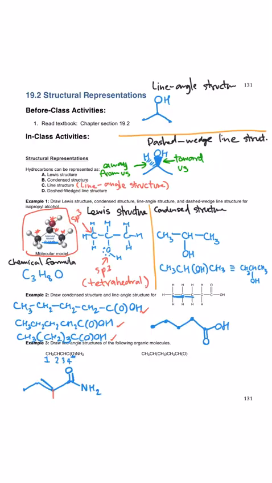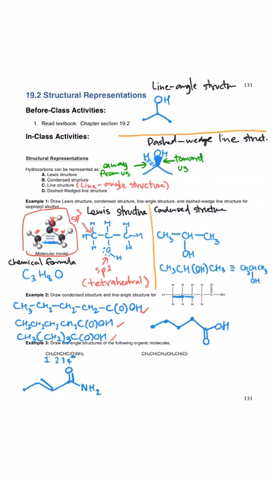So that way we have the actual line angle structure. This line angle structure represents this molecule right here, right? Because it contains carbon with 3 hydrogens, carbon with 1 hydrogen, carbon with 1 hydrogen, carbon with C double bond O and NH2. Okay, so this would be the Lewis structure of this compound. Now let's take a look at the next one.